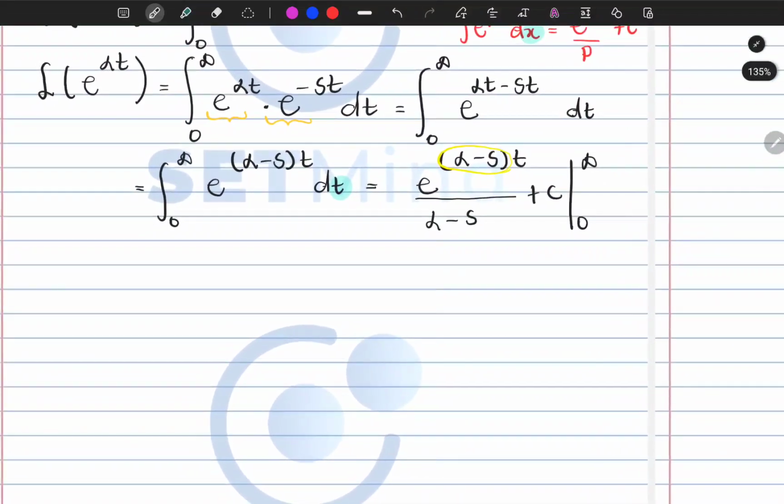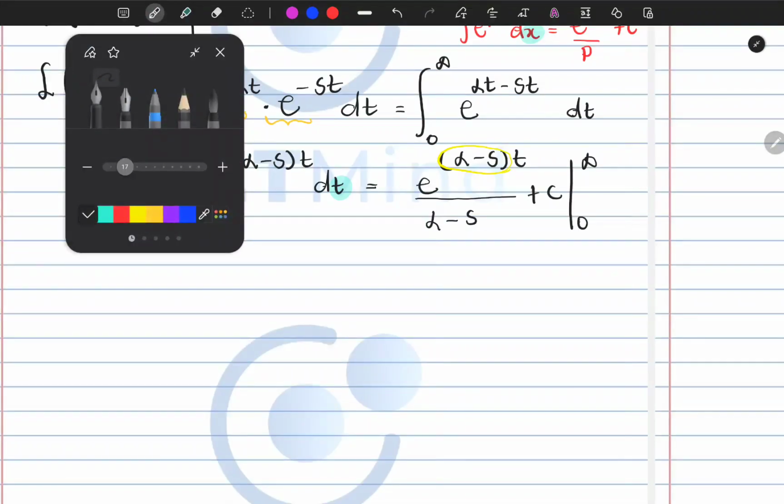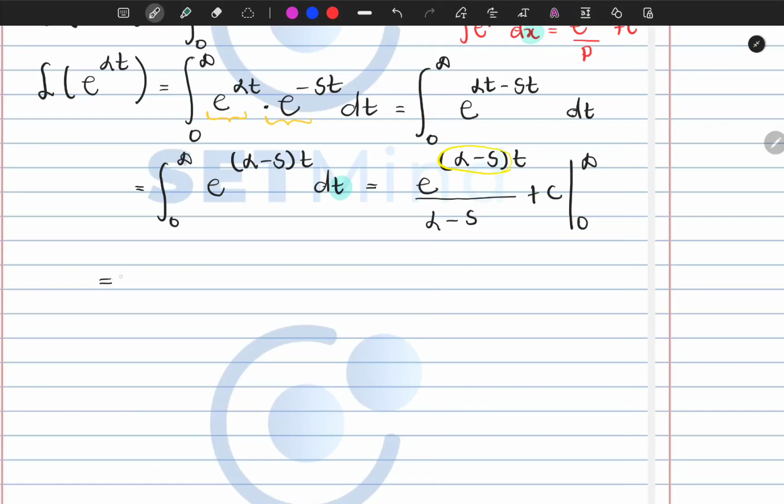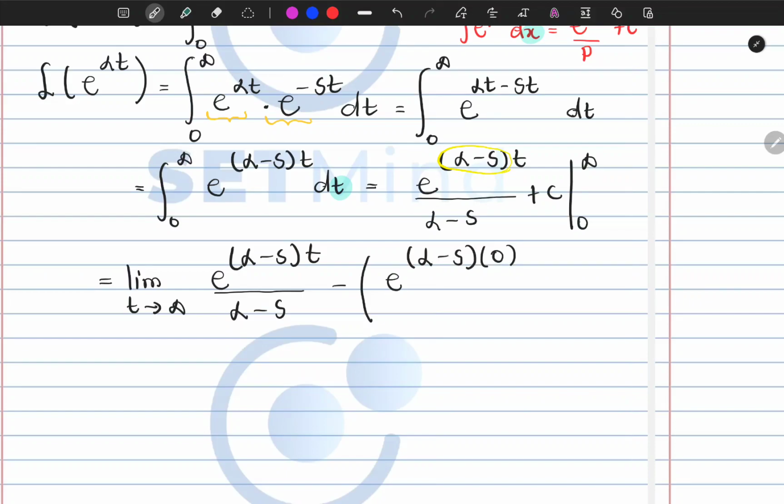Okay, so now let's go ahead and do our substitution. Usually the infinity, we avoid putting it as a value there. So I'm going to say the limit as t approaches infinity of e to the power of alpha minus s times t divided by alpha minus s. Then for the lower limit, I'm going to have minus, this will be e to the power of alpha minus s, remember t is now 0, divided by alpha minus s, like that.